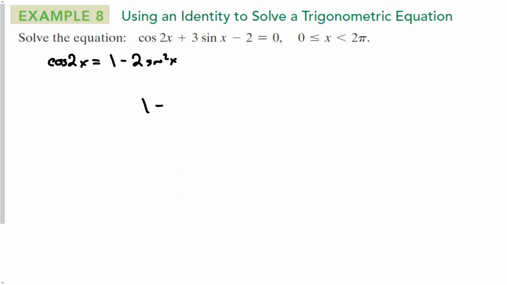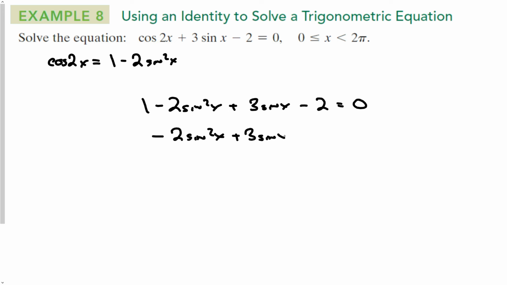So we get 1 minus 2 sine squared x plus 3 sine x minus 2 is equal to 0. Now I have all the angles the same. Now I have a quadratic again. I'm going to combine like terms. These two are like terms. They're just numbers. So that's -2 sine squared x plus 3 sine x minus 1. I'm going to multiply both sides by -1 to clear that negative.